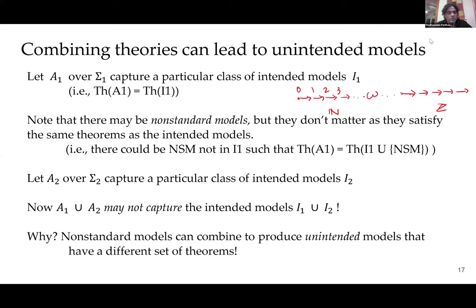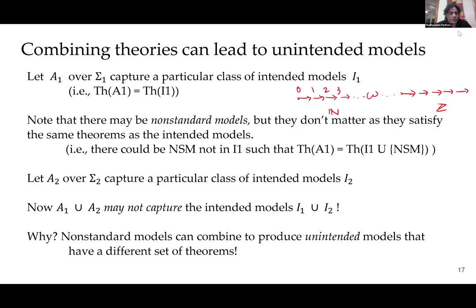So consider A1 as a set of axioms that capture a particular class of intended models, I1. And in fact, it captures it exactly, right? In the sense that the entailment closure of A1 is exactly I1. It's exactly the set of intended structures that you want. For example, Presburger arithmetic is a great example, where the axioms capture precisely the theorems of natural numbers. Now, there can be non-standard models for any set of axioms, which may not be your intended model, but they don't matter so much because the non-standard models have the same theorems true about them as the standard model has.